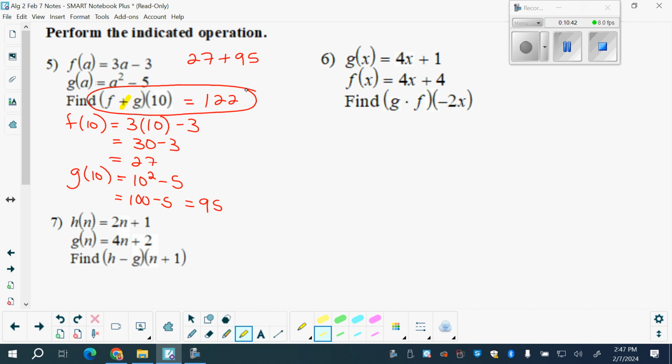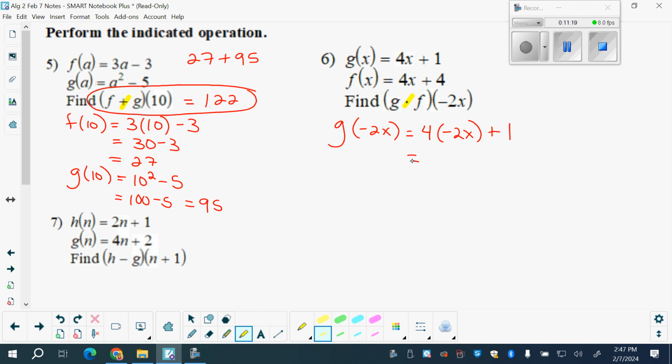Okay, so what's different on number 6? We have not seen one like this. Yeah, instead of an x, it now has an expression, negative 2x, in there. So since this is a multiplication here, we want to do each one of them and then multiply our answers. So we're first going to find g of negative 2x, which would be 4 times negative 2x plus 1.